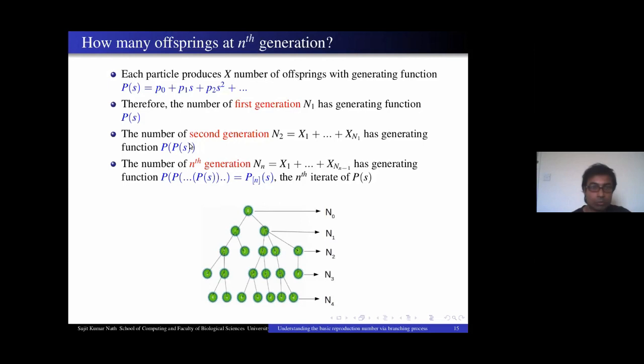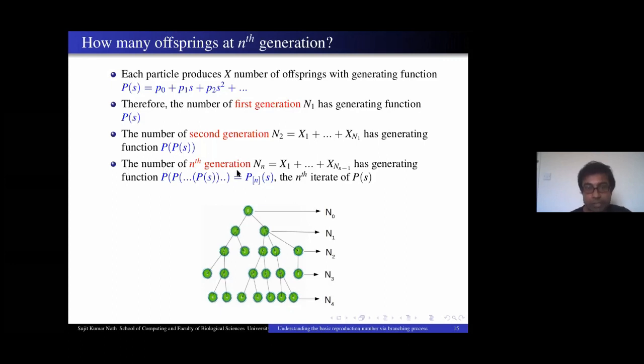Just now we studied that the generating function for the second generation can be easily obtained by composing p of ps, because this n1 has the generating function ps and each individual x has generating function ps also. So it is basically the composition g of ps. Here g equals p again, so p of ps.